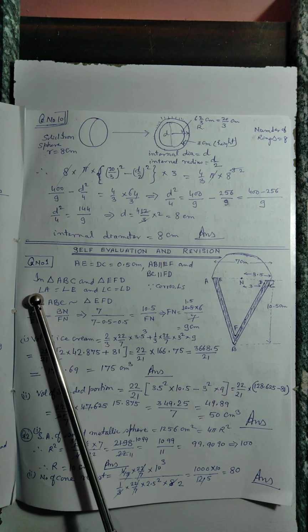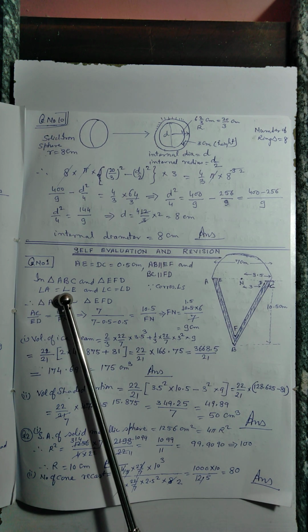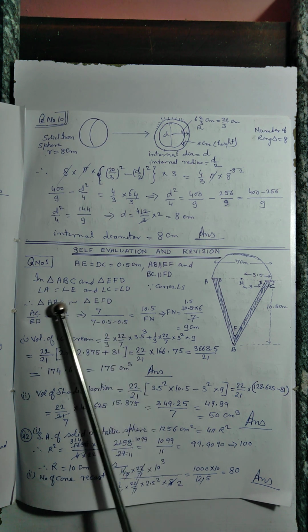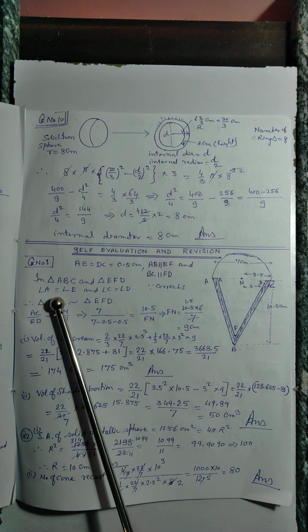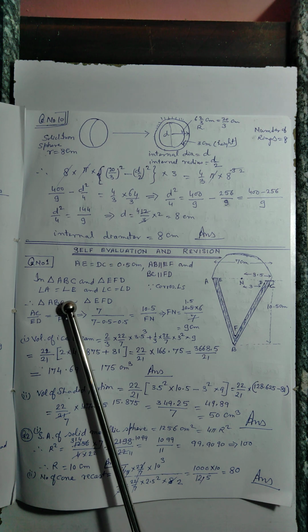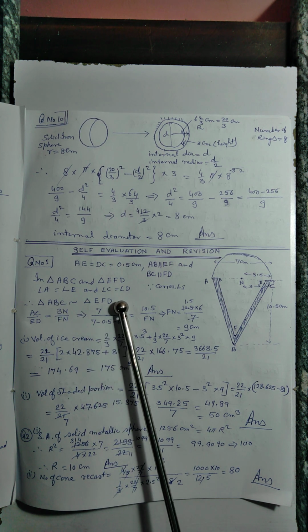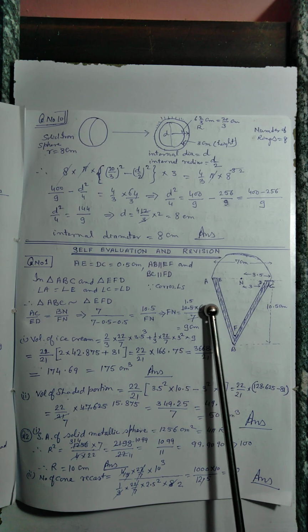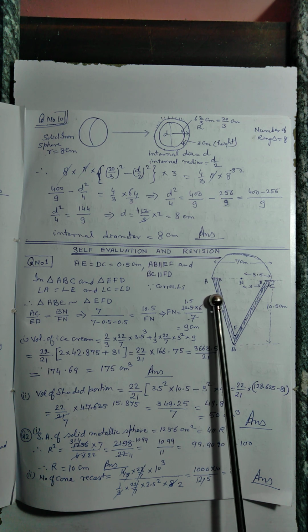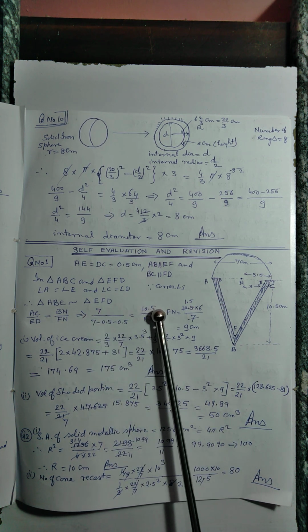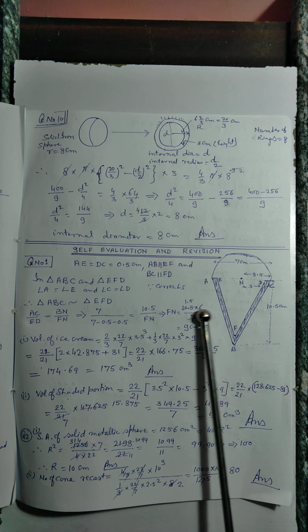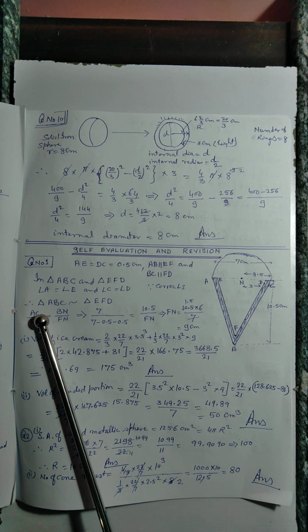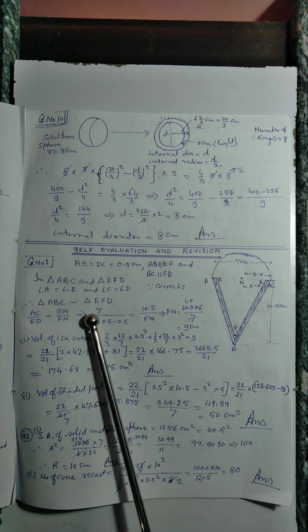Now there are two triangles, triangle ABC and triangle EFD. In triangle ABC, the angle A is equal to angle E and angle C is equal to angle D, because corresponding angles are equal, because the lines are parallel. Once two angles of one triangle are equal to two angles of the other triangle, then the triangles are similar. Means the triangle ABC is similar to the triangle EFD.